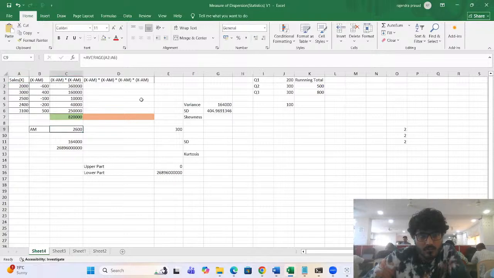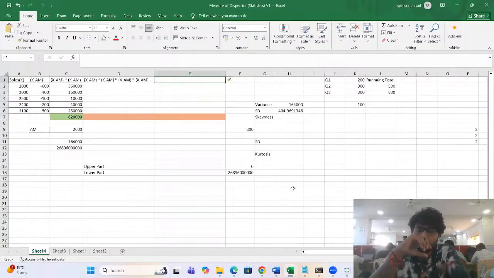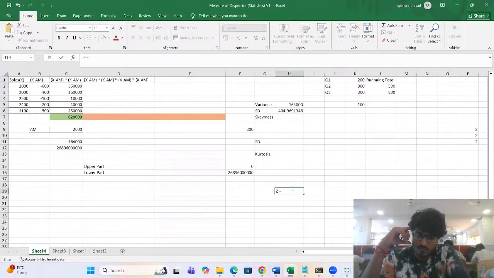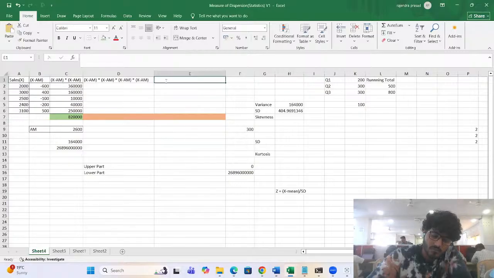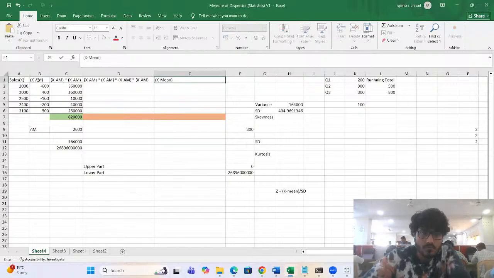So, how do you calculate the Z score? What is the formula first of all? Z score is equal to X minus mean divided by standard deviation. X means X1, X2, X3. For each and every observation, you need to find the Z score. Here, for the top one, that is X minus mean, and you already have X minus mean, yes or no? So simply, you go by X minus mean divided by standard deviation.